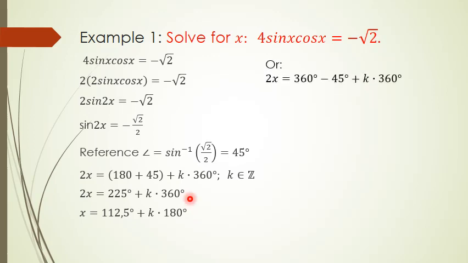Then looking at the other quadrant, which is the fourth quadrant, in the fourth quadrant, 2x is equal to 360 degrees minus the reference angle 45 degrees plus k times 360 degrees. That gives 2x equal to 315 degrees plus k times 360 degrees. And dividing by 2, we obtain the final general solution as x equal to 157.5 degrees plus k times 180 degrees.